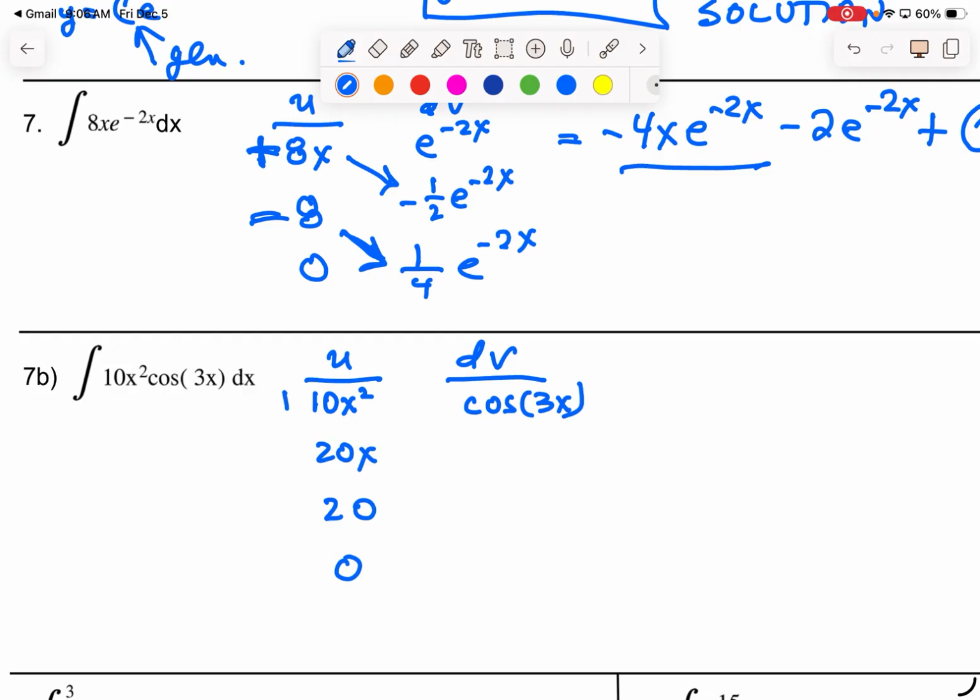All right. We're not going to do number 8. Can I do tabular on number 8? No. We need parts, but what would we pick u as? ln of 2x. It does not fit our normal, and v would be x dx. Okay. So let's skip down.